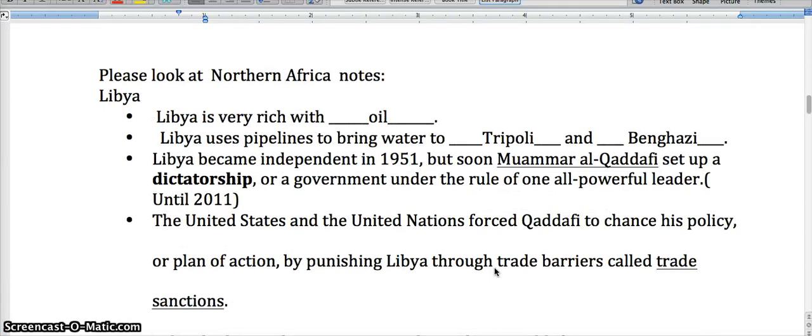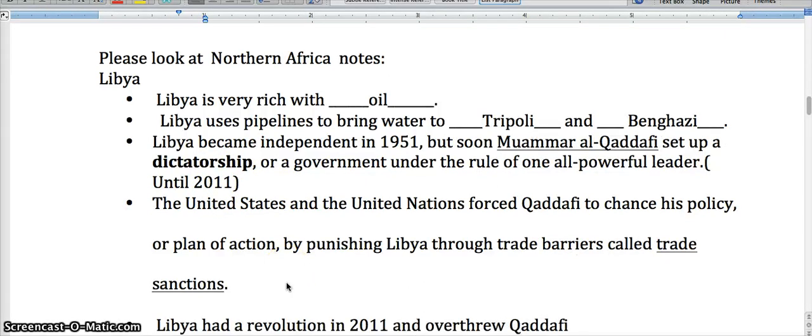As we look north from the Congo, we do find Libya. Again, another country rich with oil and rich with the technology using pipelines to bring water to its main cities of Tripoli and Benghazi. Like the Democratic Republic of the Congo, it has had trouble with dictators such as Gaddafi, which we looked at before. He ran a dictatorship until he was overthrown in 2011.